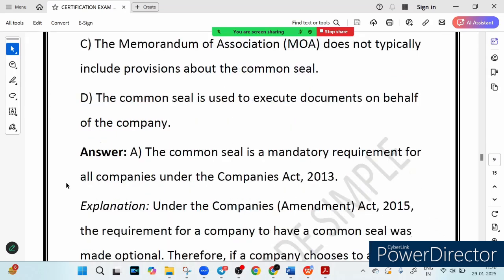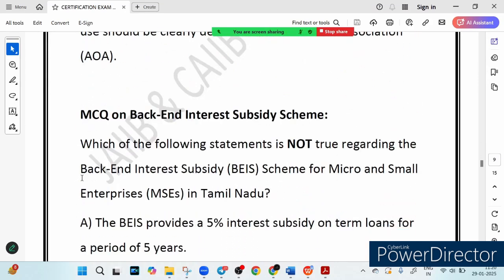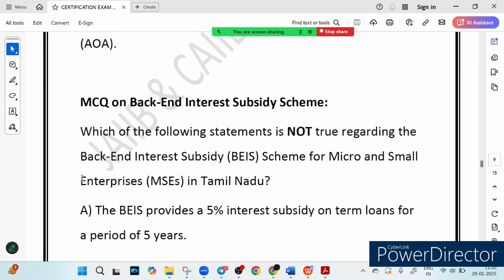Now let's see one more question. So one more question is regarding the BEIS, which is the back end interest subsidy scheme for MSE in Tamil Nadu. Which statement is not correct? Which is incorrect? Basically the question is which is incorrect, right? So let's see.